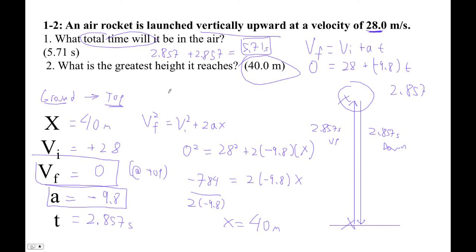If I give you the total time in the air, don't forget to cut it in half, and that'll be your time to the top.